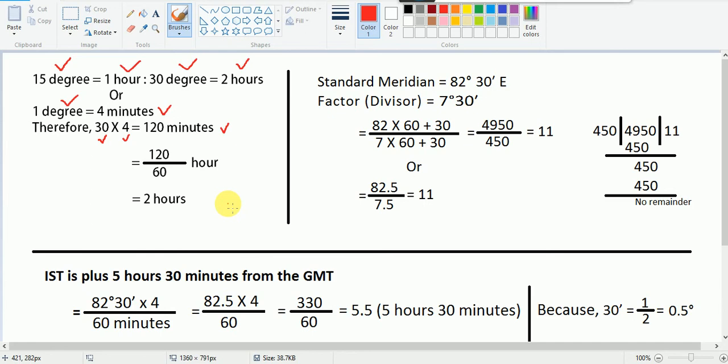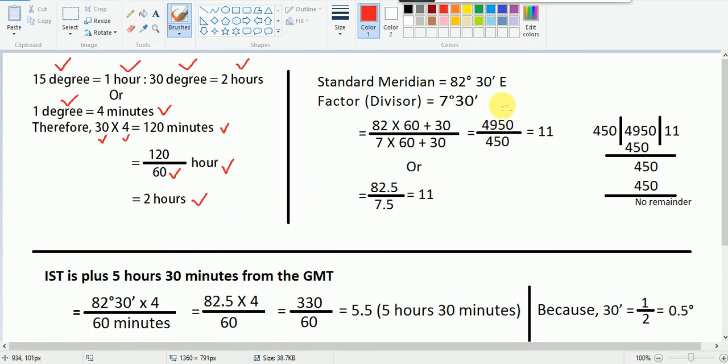And to get this hour, we have to divide it by 60 minutes. So 120 by 60, you will get 2 hours. That means the time difference between the east and the west of India is 2 hours. And that is why we have been selecting the standard meridian which is passing through the middle of India as the standard meridian of India.